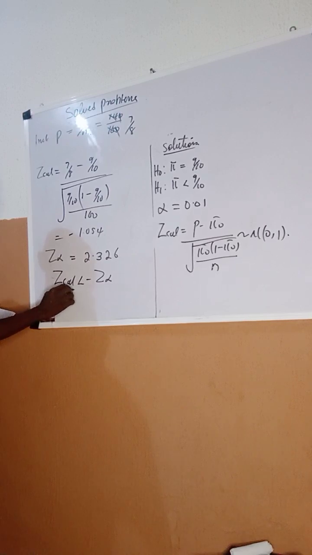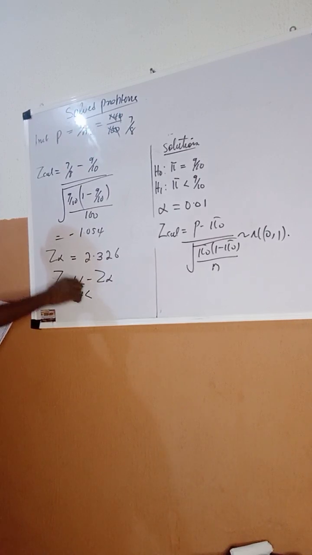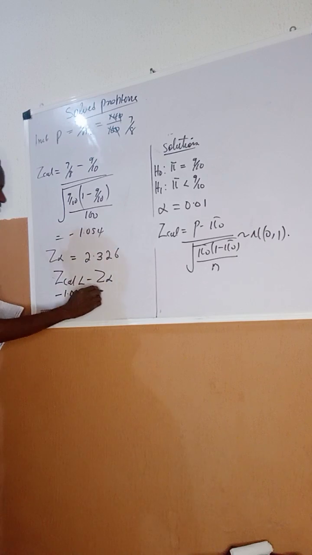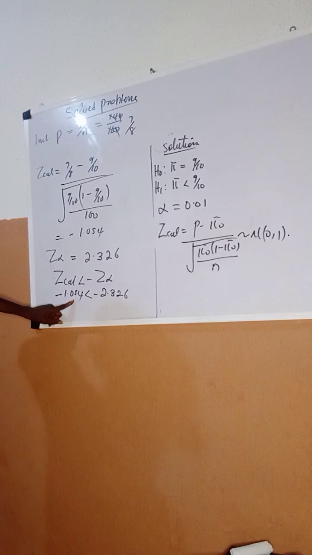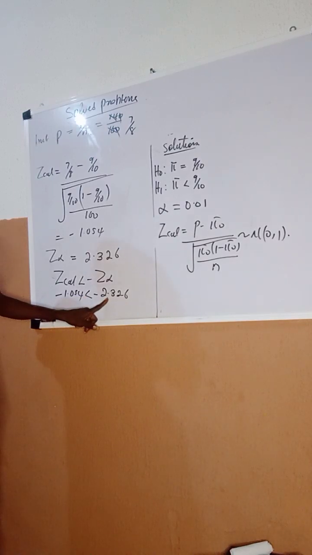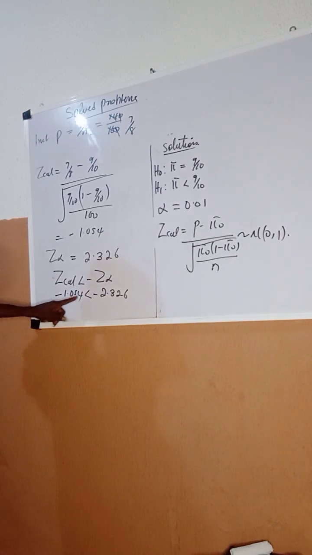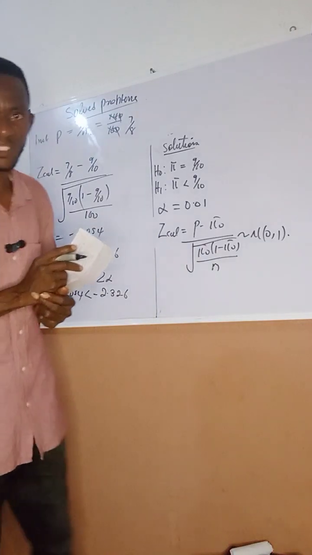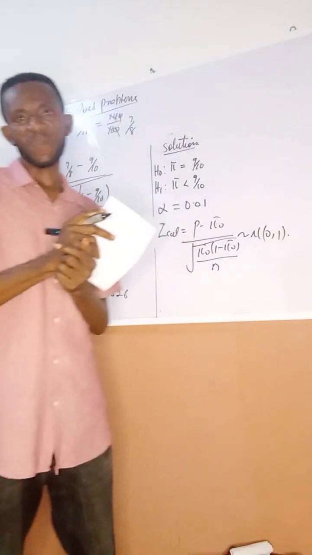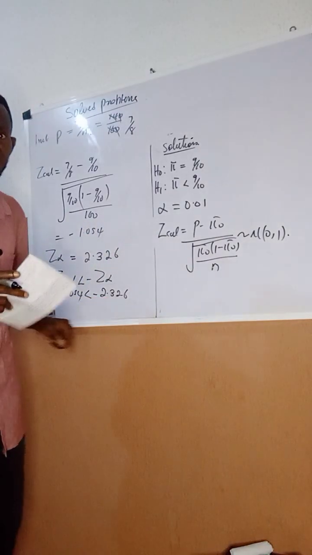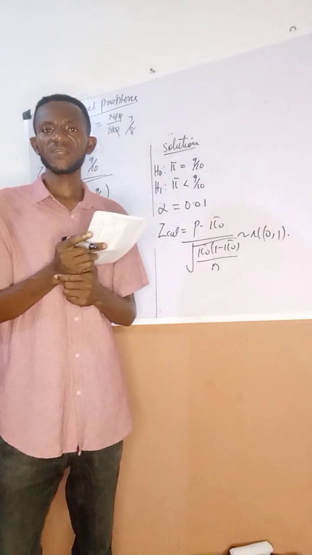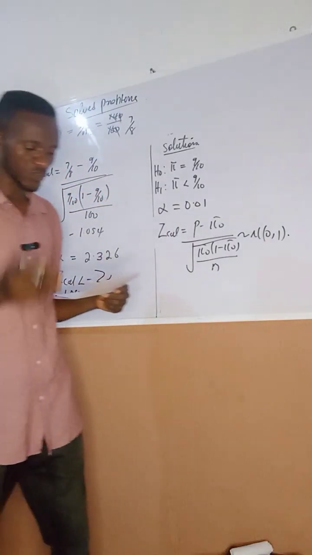So our z-cal becomes minus 1.054 less than minus Z alpha, which they gave us as 2.326. We now see, is this value less than this value? The answer there is no. This value is not less than. This value happens to be greater than this particular value. So in this context, we are not going to reject our H0. Okay? So that is how that one goes.